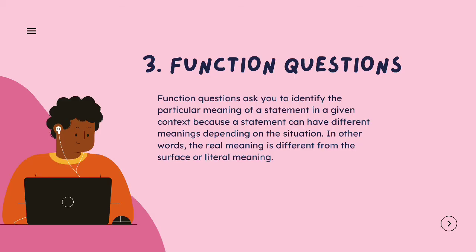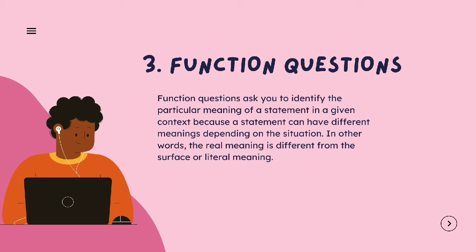Third, function question. A function question asks you to identify the particular meaning of a statement in a given context. Because a statement can have different meanings depending on the situation. In other words, the real meaning is different from the surface or literal meaning.